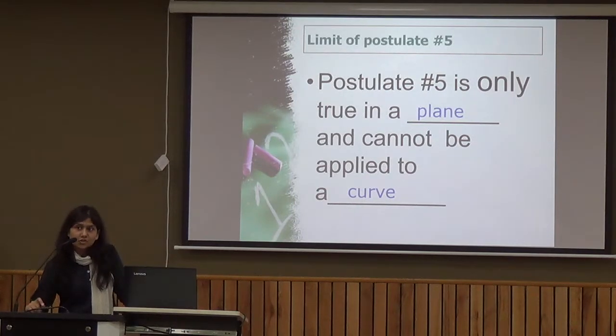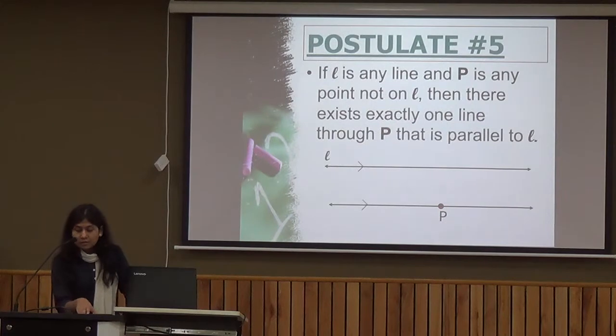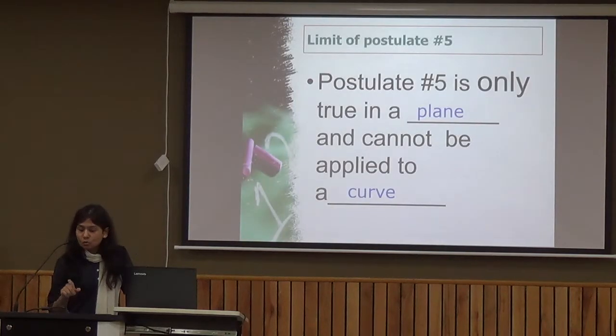Now, what is the limitation of the previously discussed postulate? The postulate can only be true in a plane and cannot be applied on a curve. Euclid has given this as a very important observation, that this postulate, which is if a line L is any line and P is any point not on L, then there exists exactly one line through P that is parallel to L.